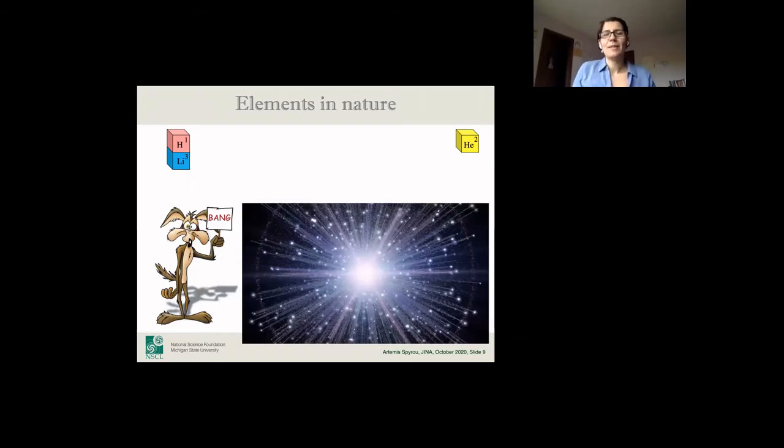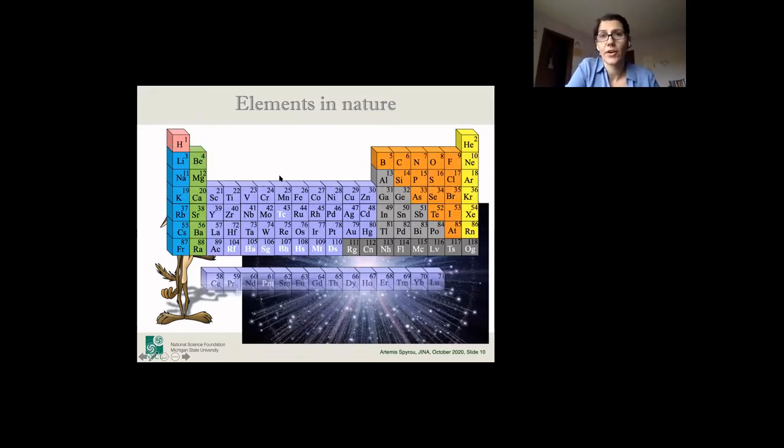So looking at the elements, let's see where they're coming from. The first three elements were actually created during the Big Bang. If that's all we had, it would be a very easy periodic table to memorize, and we wouldn't actually be here to consider that. So that would be very simple. But everything else is made in stars.